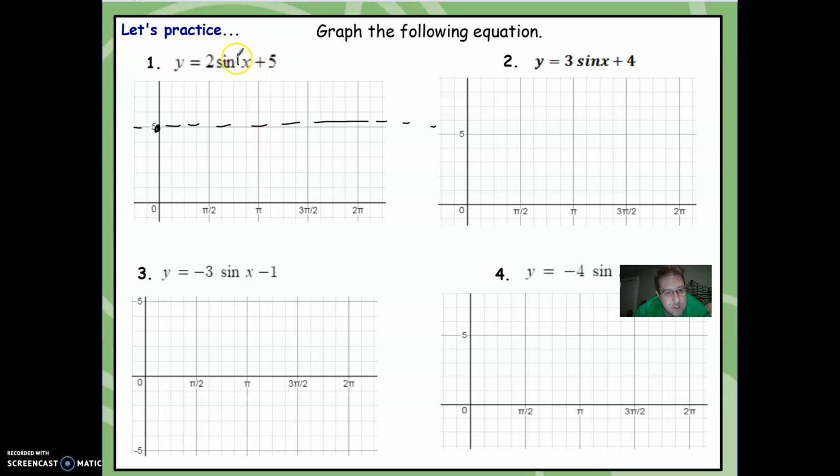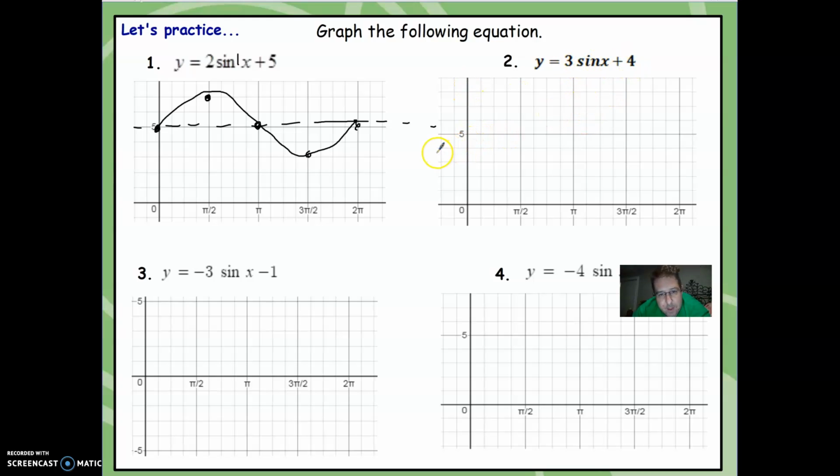Period is 1 because there's nothing in front of the x, which means it takes 2 pi amount of time. So it's going to go up here by 2, down to the midline, down by 2, back to the midline. And that completes one full rotation in 360 degrees, or 2 pi radians.